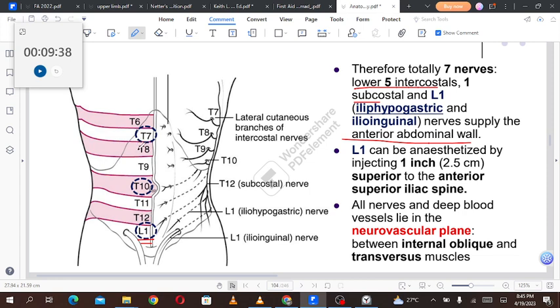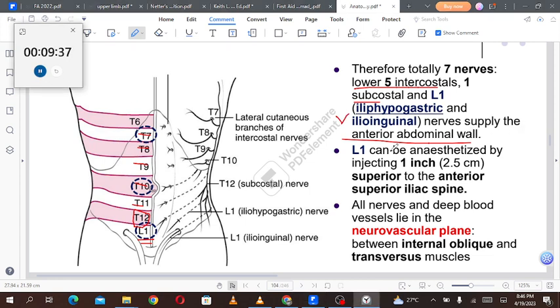So should we start from T8 maybe? If we start from T8, we get 1, 2, 3, 4, 5. So the lower 5 intercostals, 1 subcostal, and L1. The T12 is the subcostal nerve then. So we are starting from T7: 1, 2, 3, 4, 5. These are the lower 5 intercostals, the T12 is the subcostal nerve, and L1 is the iliohypogastric and ilioinguinal. The iliohypogastric and ilioinguinal nerves supply the anterior abdominal wall.